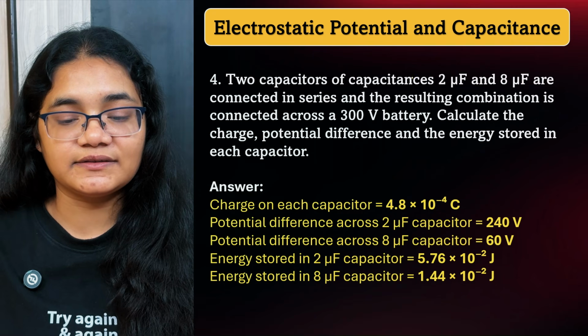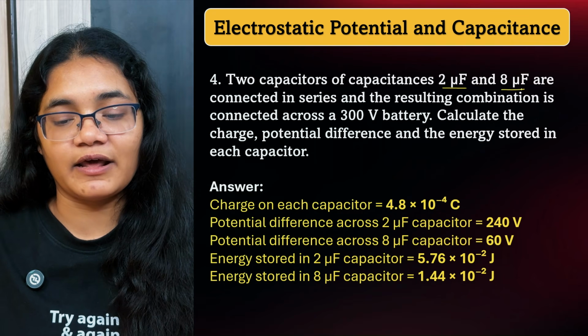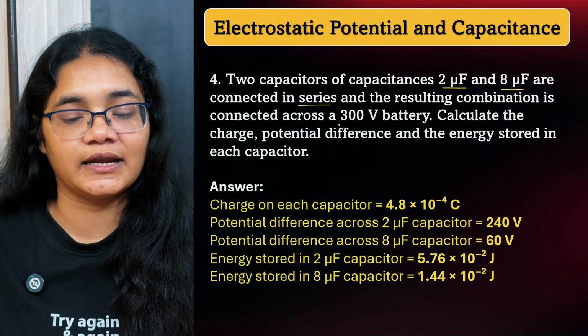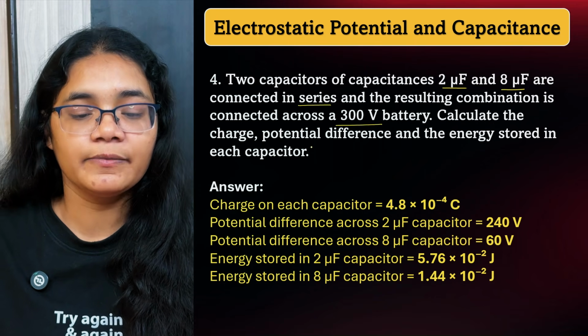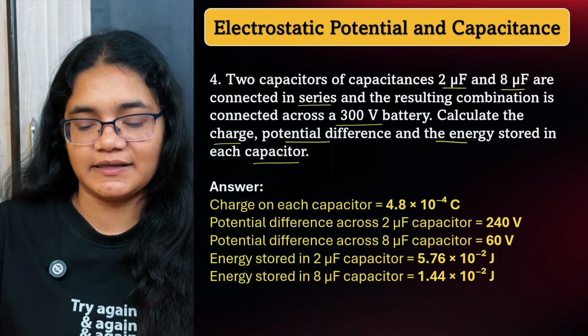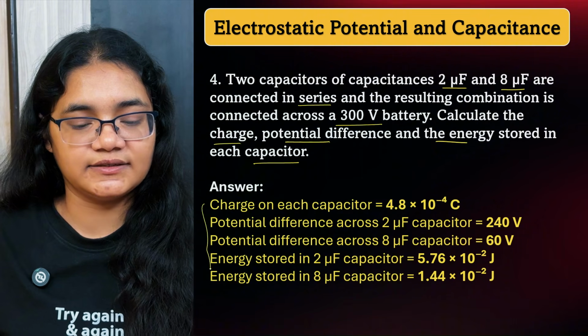Next, we have two capacitors of capacitance 2 microfarad and 8 microfarad connected in series, and the resulting combination is connected across a 300-volt battery. Calculate the charge, potential difference and the energy stored in each capacitor. Now you can see every answer is given here.